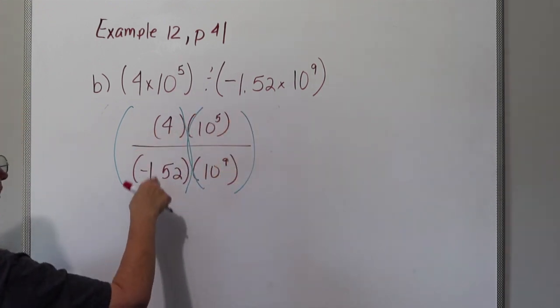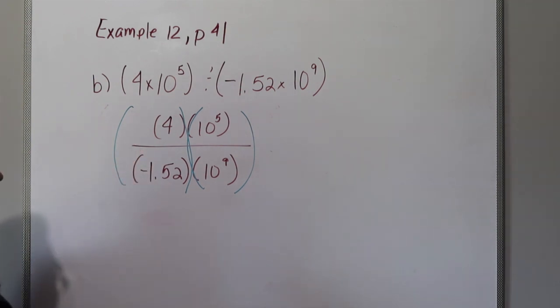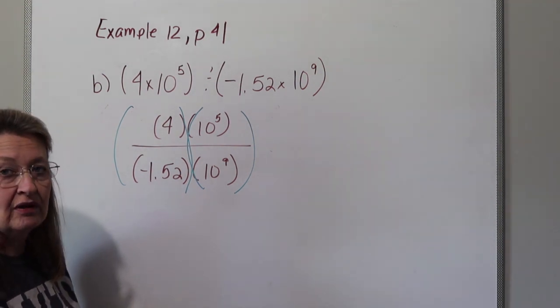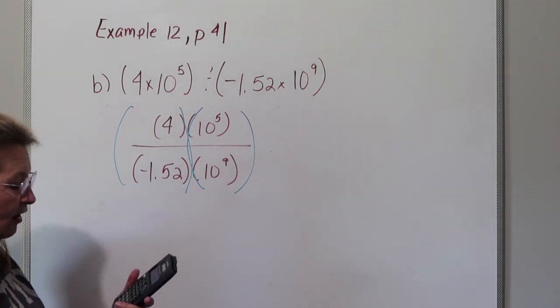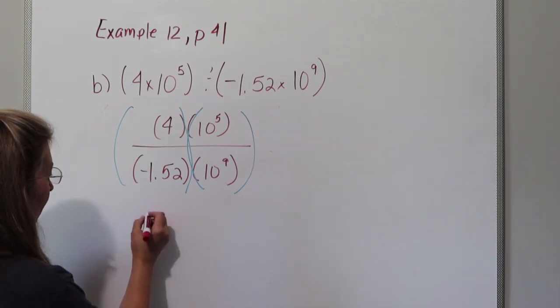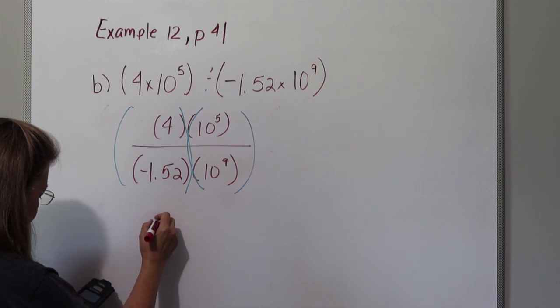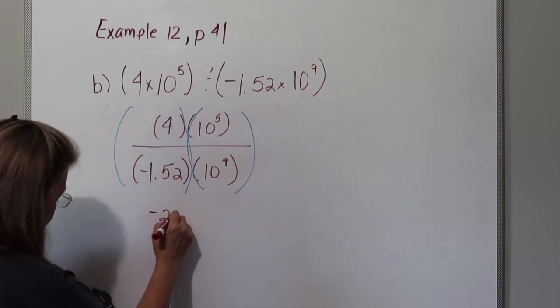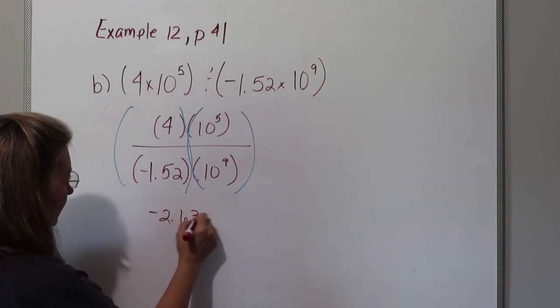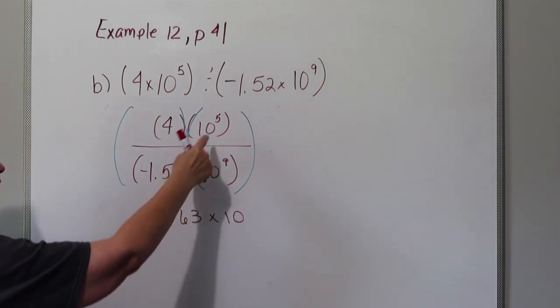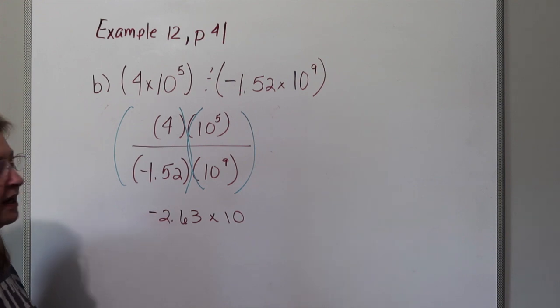When you put this into the calculator, 4 divided by negative 1.52, you're going to get 2.63157897. That's a really long number, so we're just going to round that off to 2.63 right now, and it's going to be negative because a positive divided by a negative is negative. So I've got 2.63 times 10 to the 5th over 10 to the 9th.